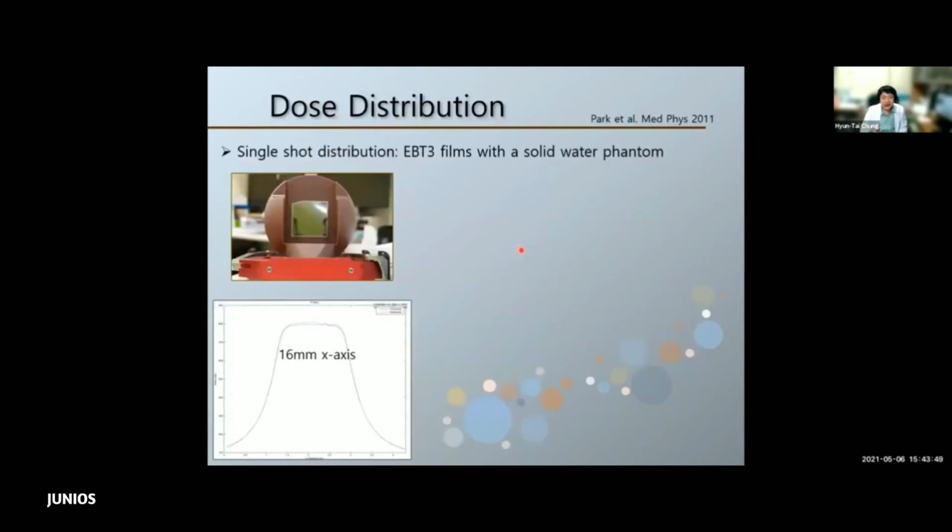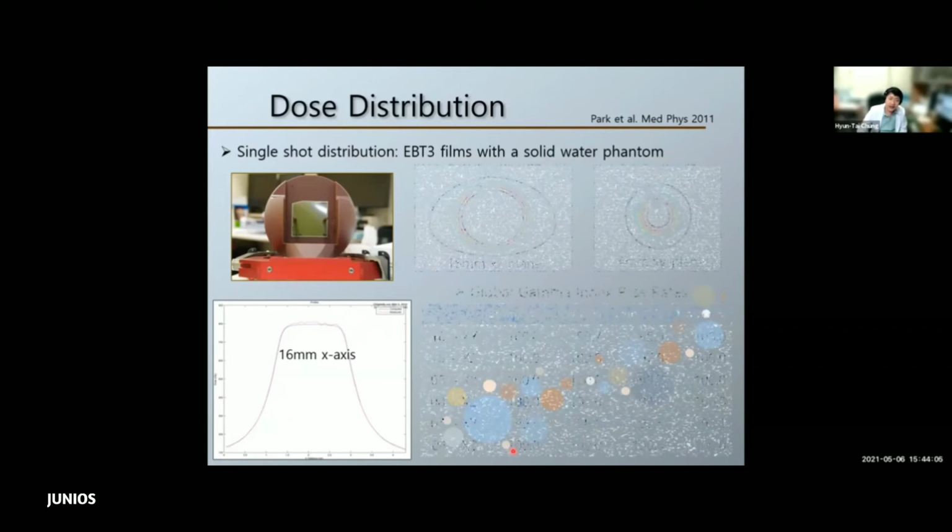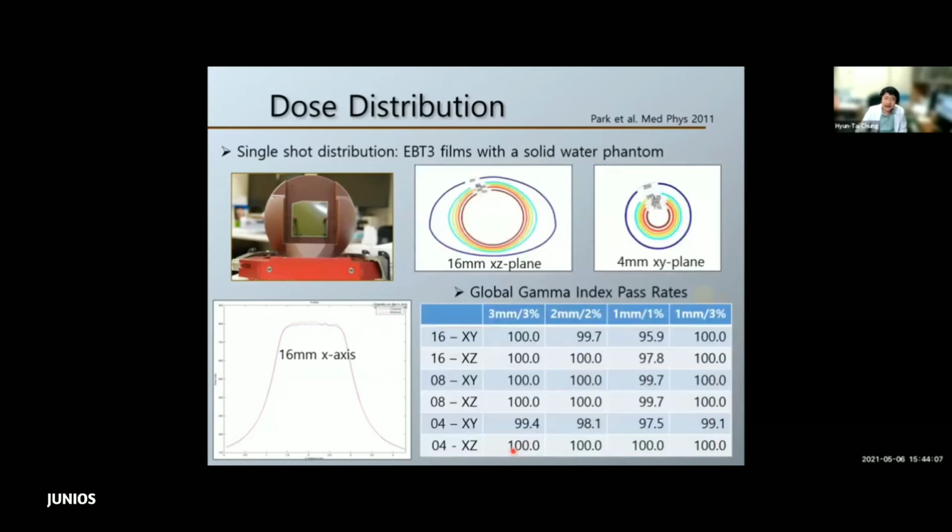Now it's time to see the relative dose distribution. Usually we check the single shot dose distribution with EBT3 film, and we just check the one-dimensional dose distribution. But we have a film, so why not a gamma index pass rate? When we did the gamma index pass rate check, it was very good, more than 99% pass rate with 1 millimeter, 3% standard.